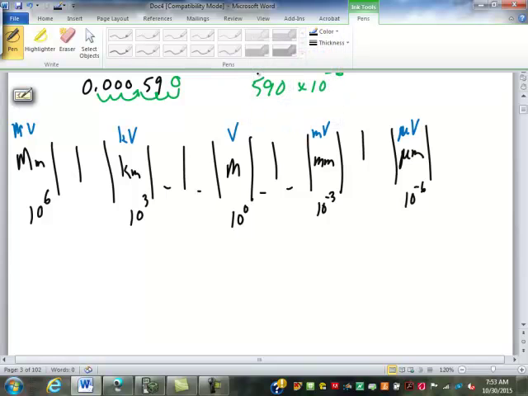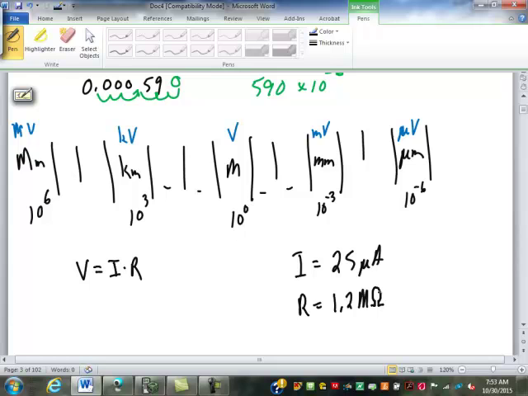So now when we're doing calculations in the metric system, one formula that we have is the volts are equal to current times resistance. I stands for current in amps. R is your resistance in ohms. So if we have a current of 25 milliamps and a resistance of 1.2 mega ohms. That upside down looking horseshoe type thing is the symbol for ohm. It's the Greek letter omega.